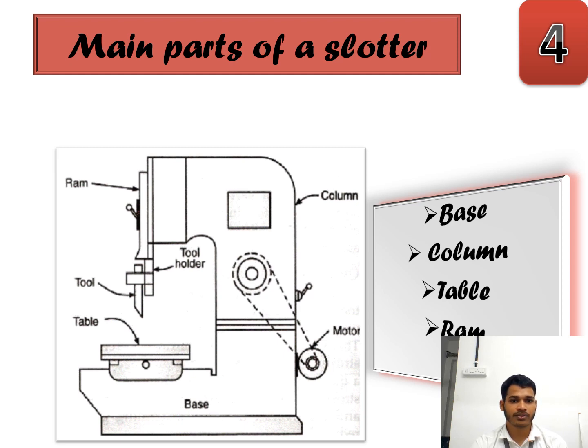The tool holder is generally used to hold the tool, and this is the cutting tool, a single point cutting tool. And this is the table on which the workpiece is attached by using clamps, V blocks, or jig types. So these are the main parts of the slotter.